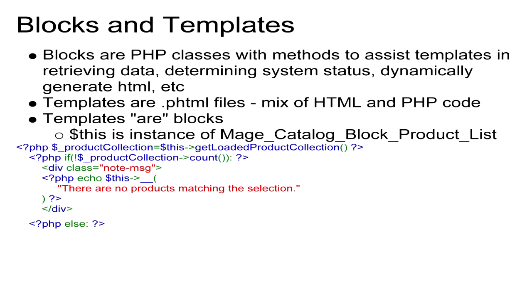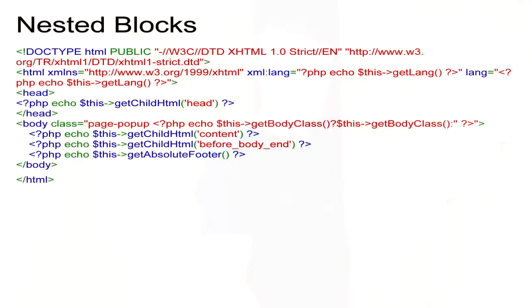So let's see. This would be a snippet of template code. You can see that I do product collection equals this get loaded product collection. That's a function that's available in this block. Then I can say if product collection count. So if I have products, then... this one says if I don't have any products, echo there are no products matching the selection. Obviously you'd have your else case here, which would be if I do find products, then you would do whatever you want with those products.